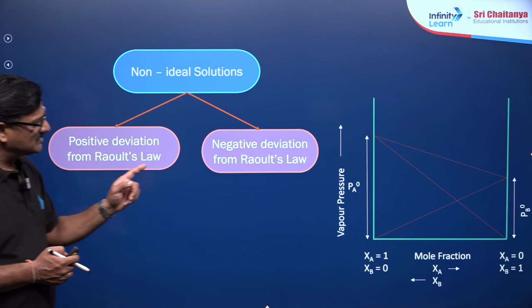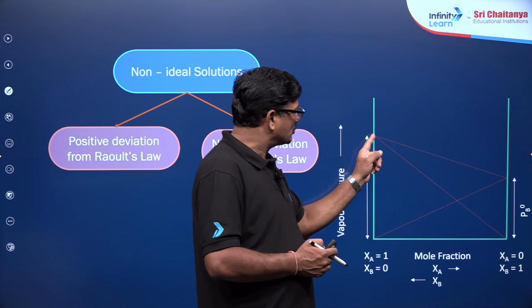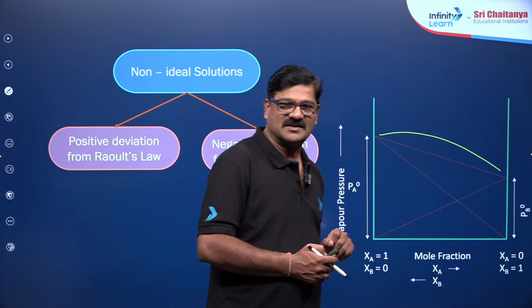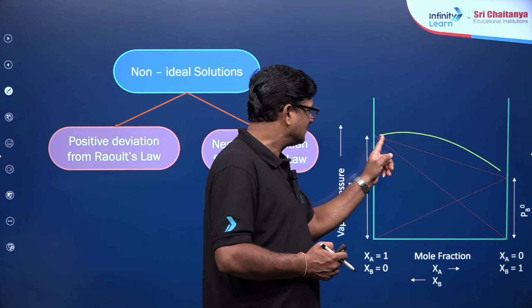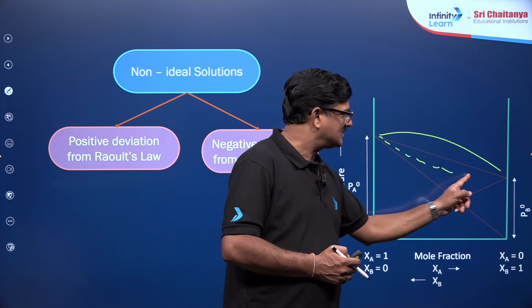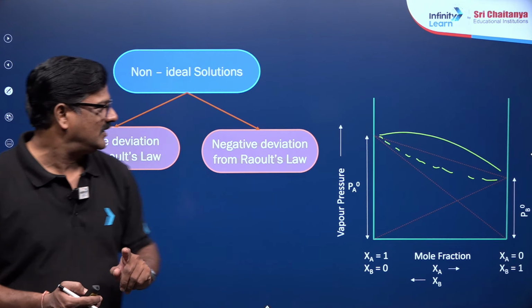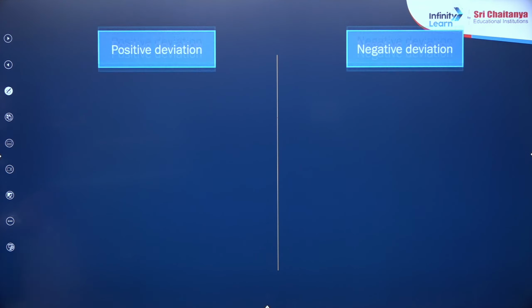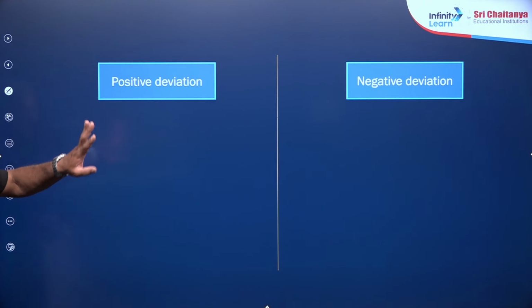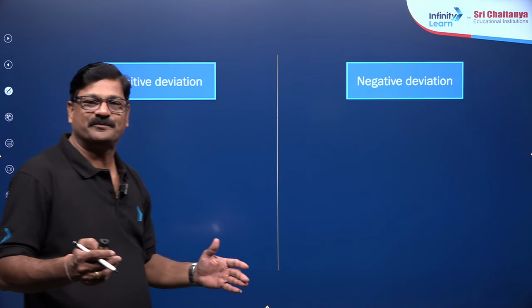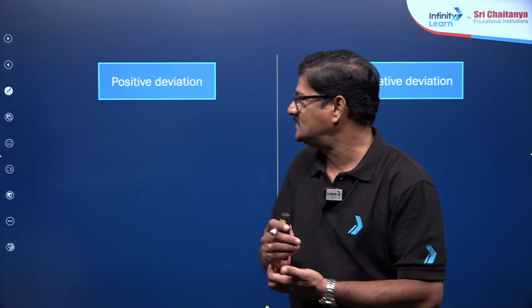So if it is a positive deviation, the line should come like this. If it is a negative deviation, the line should come like this. So this is the benchmark you need to understand. Okay, so we'll discuss that. Now positive deviation, negative deviation, दोनों का क्या अंतर रहेगा? So बच्चों, you can see here.